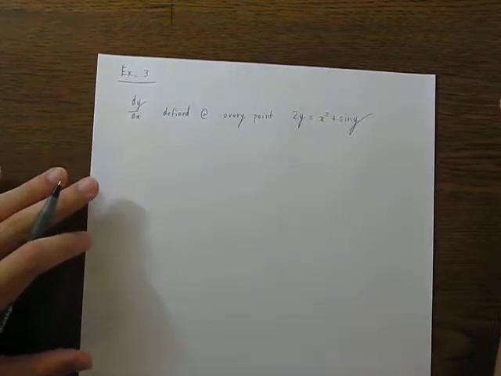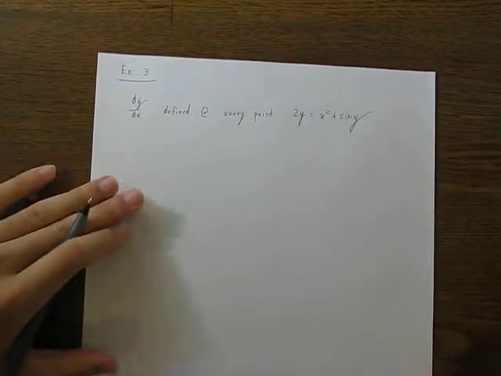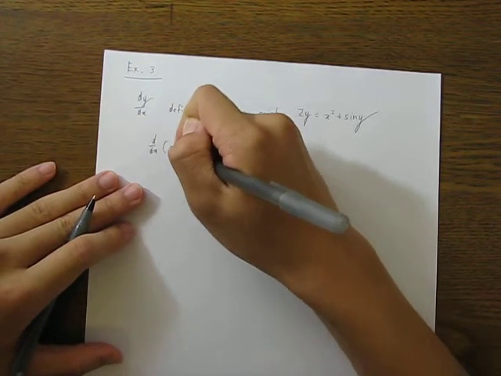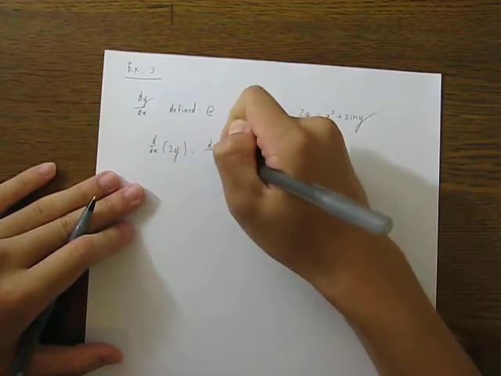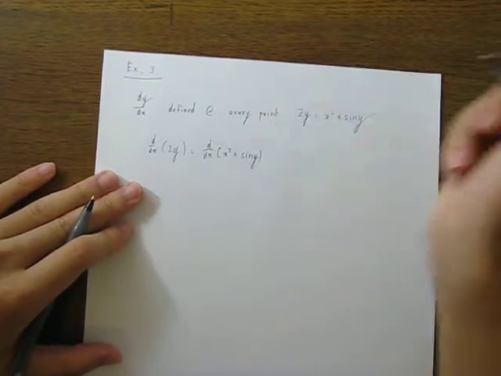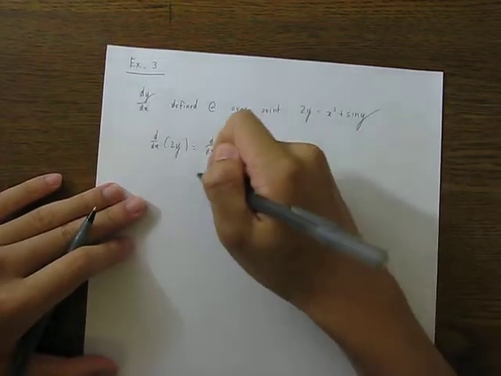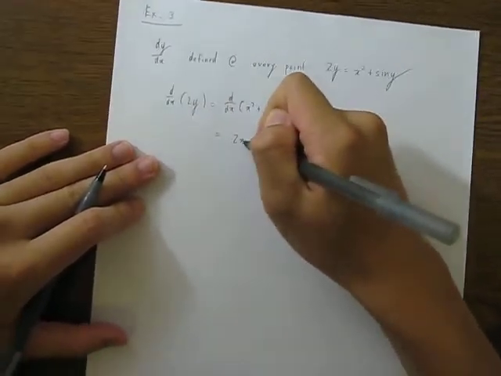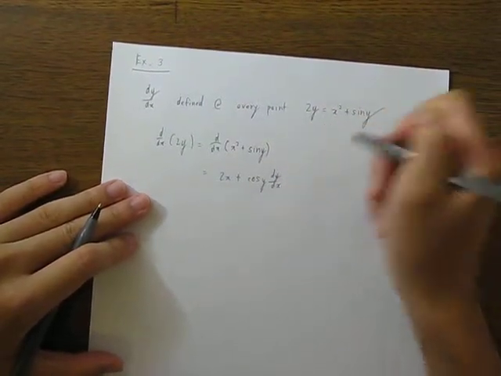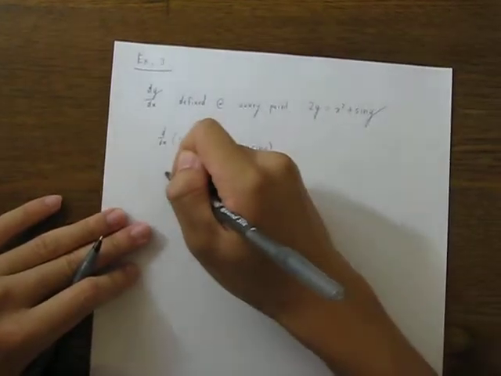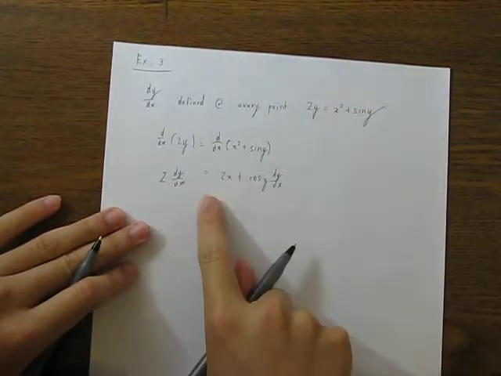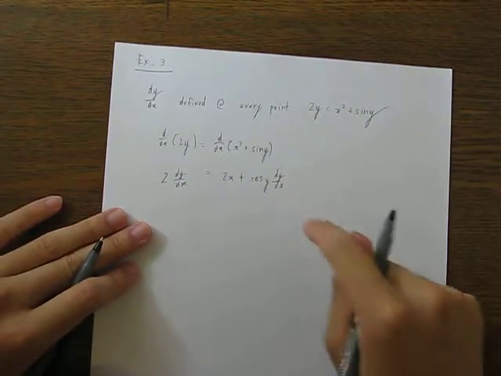So first we need to know what dy/dx is, and once again we're going to solve by implicit differentiation. So now we're going to do d/dx of 2y equals d/dx of x squared plus sine y. This side comes out to be 2x plus cosine y dy/dx, and on the other side you come out with 2 dy/dx. And so 2 dy/dx equals 2x plus cosine y dy/dx.